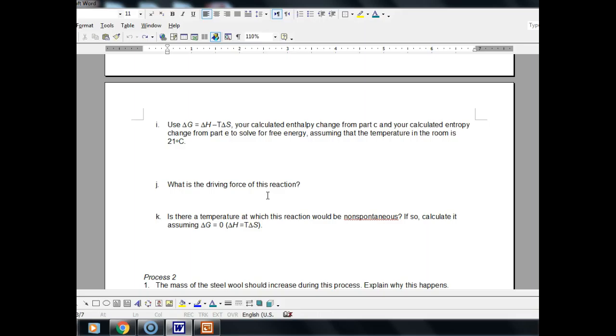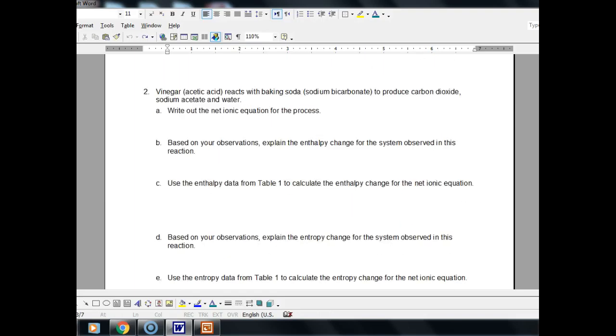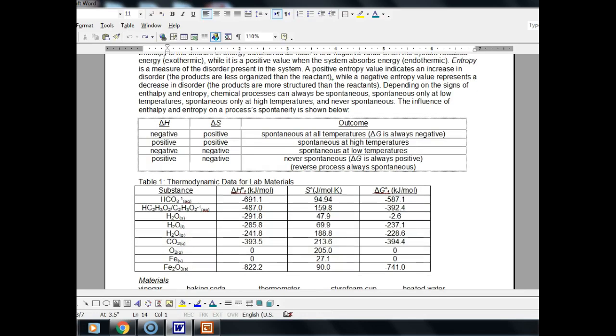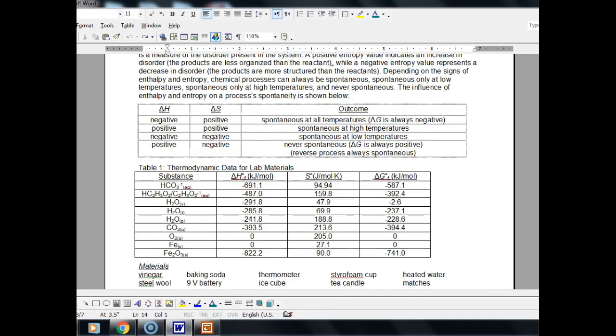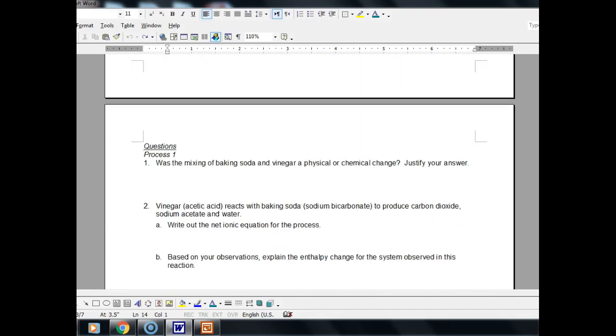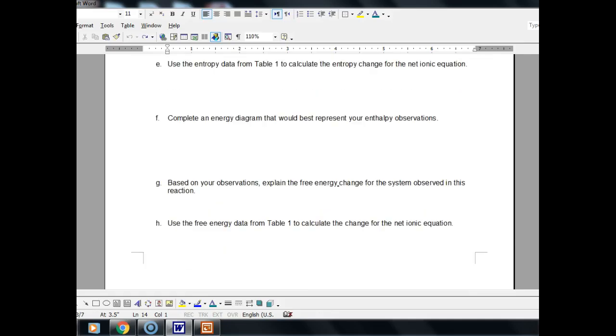I would remind you to go back and look at the chart here at the beginning of the lab that talks about how you want delta G to be negative. So which of those terms helped delta G to be negative? Was it the enthalpy, or was it the entropy? Was it both, or was it neither?